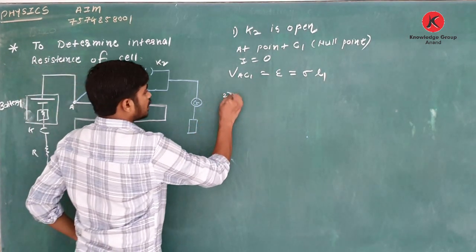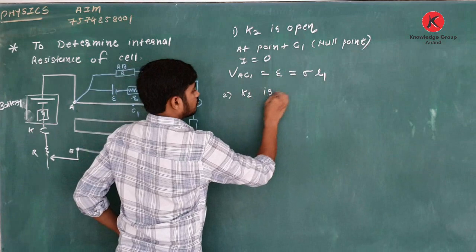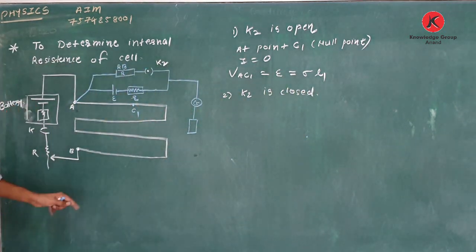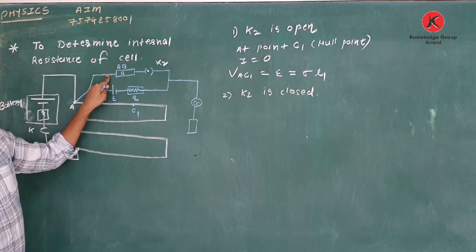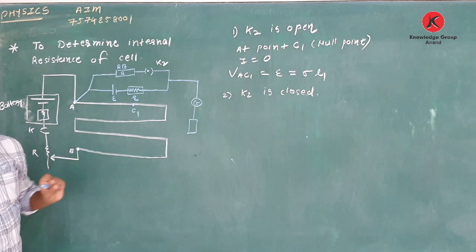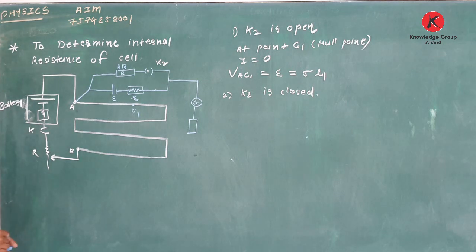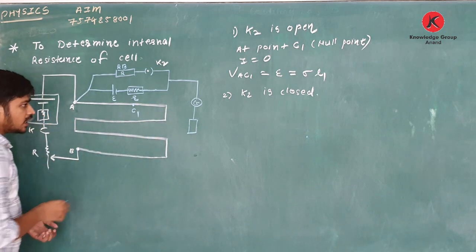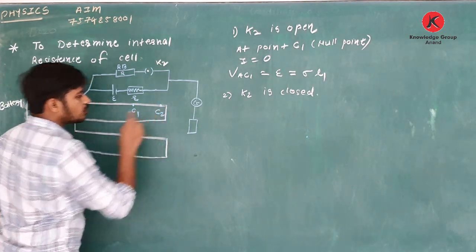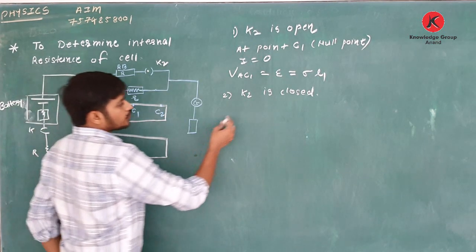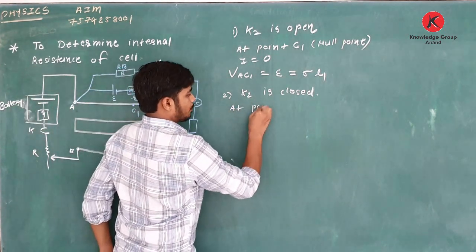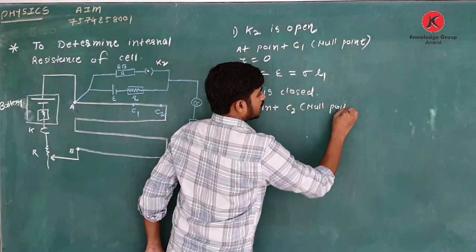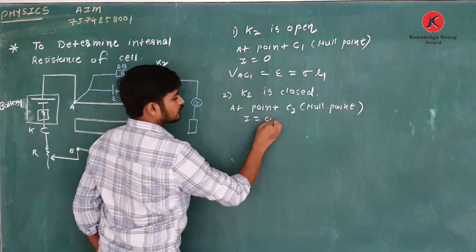Now, in the second case, you have to close K2. When K2 is closed, current is now flowing through this resistance. Clear about this? Repeat your method. Take this jockey, move it on the potentiometer wire, and find another null point, let it be C2. So when K2 is closed, at point C2 you find the null point, meaning current I is equal to 0.